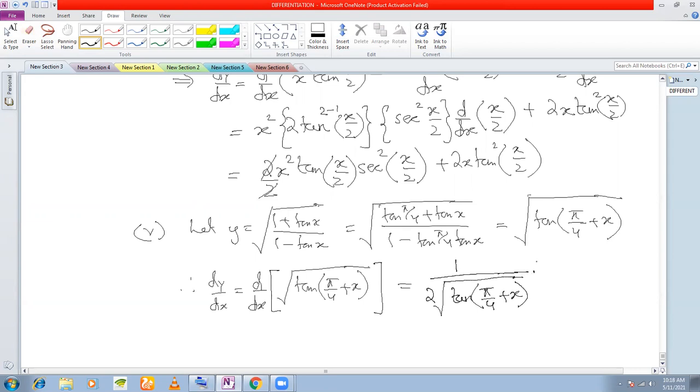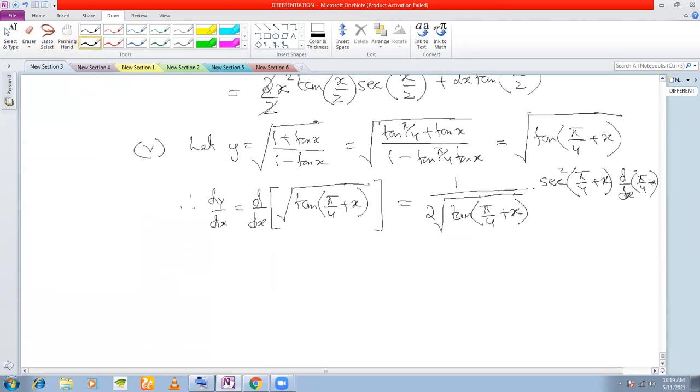What is within the radical? It is tan. So the derivative of tan is sec square (pi by 4 plus x) into d/dx of (pi by 4 plus x), which is 0 plus 1, that is 1, because pi by 4 is a constant. So what you simply get here is sec square (pi by 4 plus x) divided by 2 root tan (pi by 4 plus x). And that is your answer.